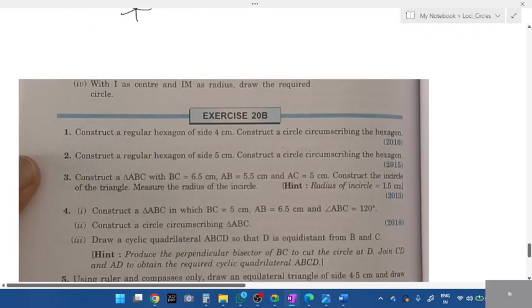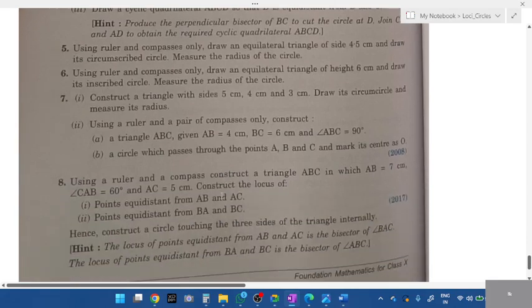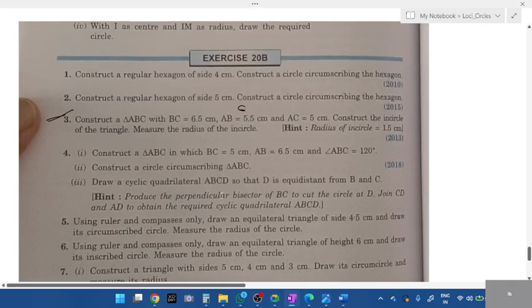Okay, 2013. Look at the third question. All of you, what is given, students? Construct ABC with 3 measurements. Instead of this, we took 6 centimeters. Construct incircle. Okay, that is incircle. Where is circumcircle? All incircle questions are given like this. The difference between locus and incircle is they'll give you the names like this, students.